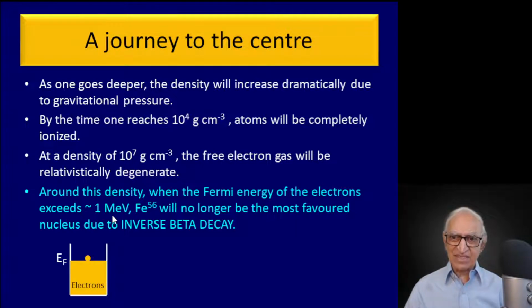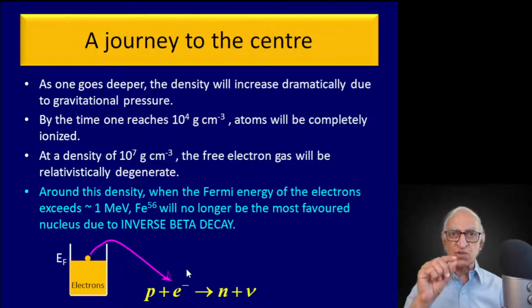Now, when you reach that density and when the Fermi energy reaches a million electron volt, iron 56 will no longer be the most stable and the most favored nucleus, because at that density, iron 56 nucleus will become unstable to inverse beta decay. What is inverse beta decay? Beta decay is when the neutron decays to a proton and an electron and an antineutrino. Inverse beta decay is when the proton combines with an electron at the top of the Fermi level and transforms itself into a neutron and a neutrino, and of course the neutrino will escape. So this is inverse beta decay.